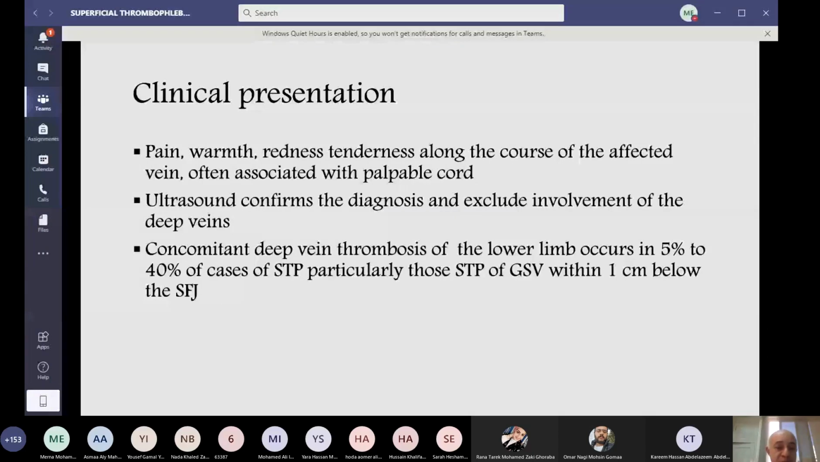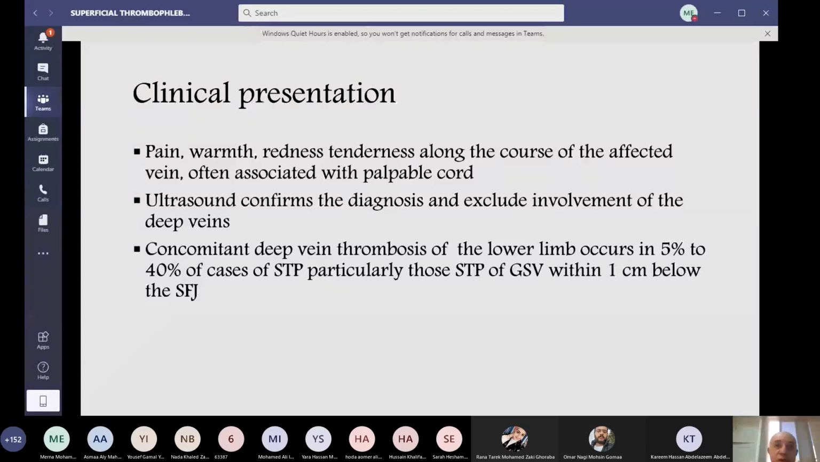Clinical presentation is like inflammation anywhere. In addition, there is a cord-like structure which is tender to feel, with redness and hotness along the course of the affected vein. Although the clinical picture is obvious, we should apply an ultrasound confirmation for our diagnosis and to exclude the involvement of the deep veins, which is very important for the fear of the development of pulmonary thromboembolism.